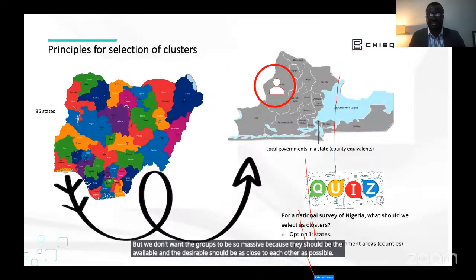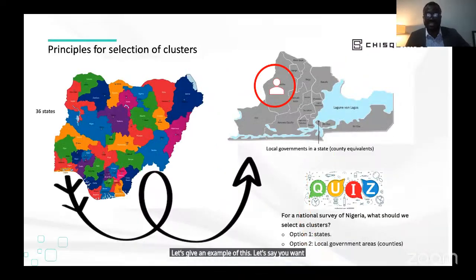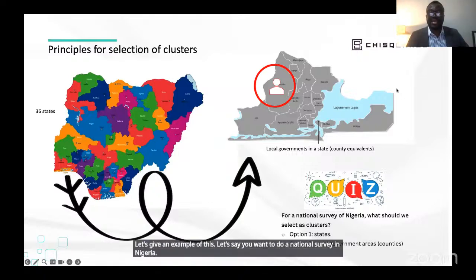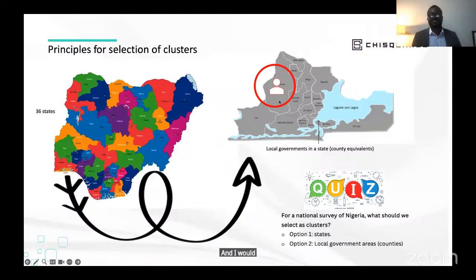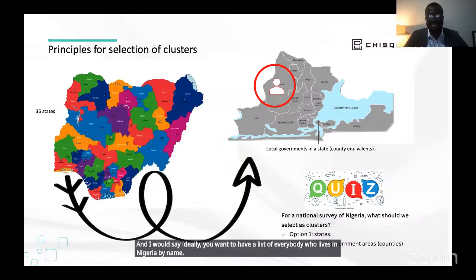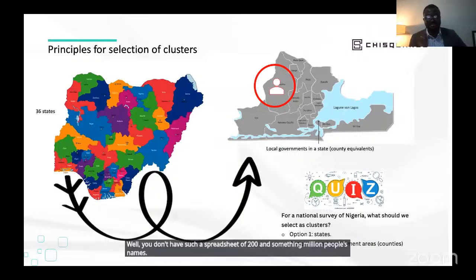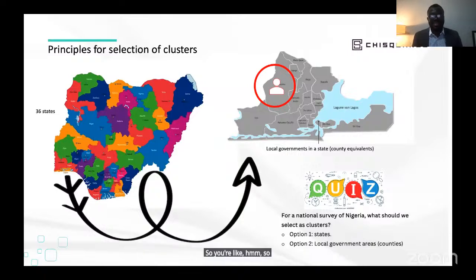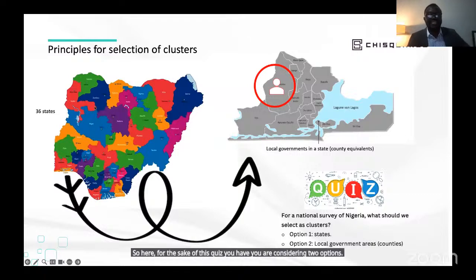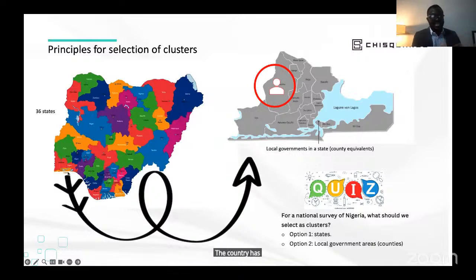Let's give an example of this. Let's say you want to do a national survey in Nigeria. Ideally, you want to have a list of everybody who lives in Nigeria by name. Well, you don't have such a spreadsheet of 200 and something million people's names. So you're like, so what do I have? What can I use as clusters? So here, for the sake of this quiz, you are considering two options. I have a list of all the states in the country. The country has 36 states. I can get a list of all the states.